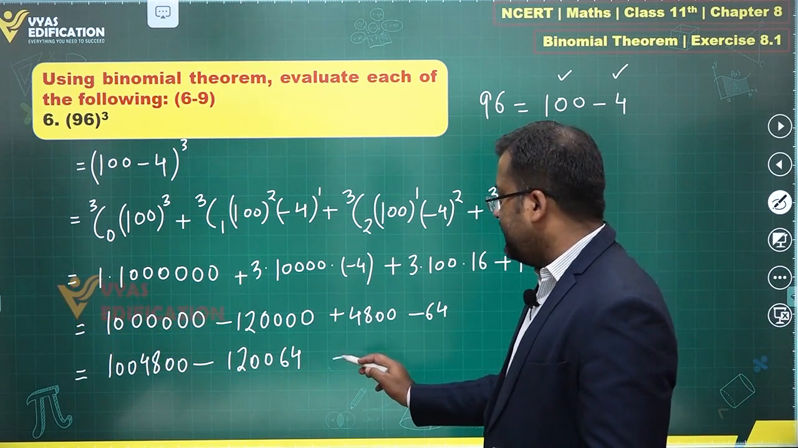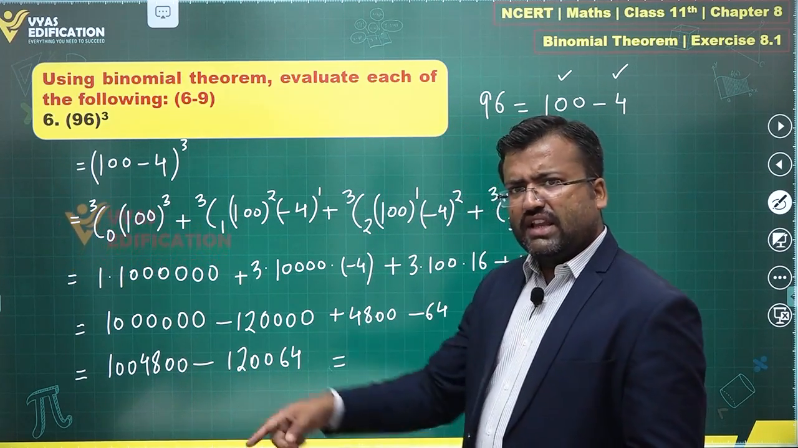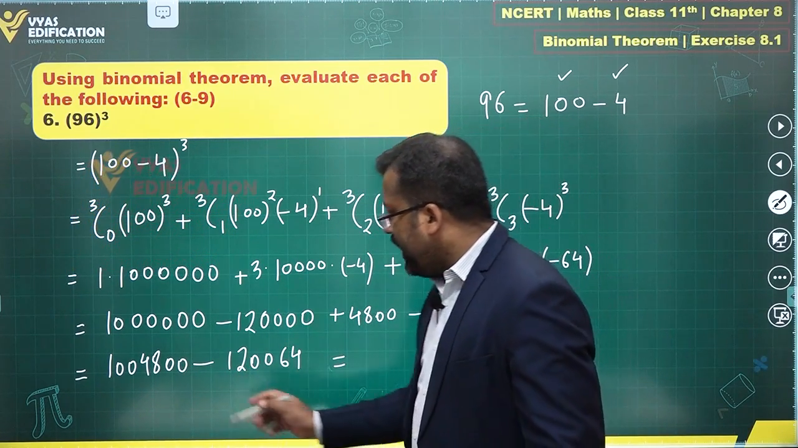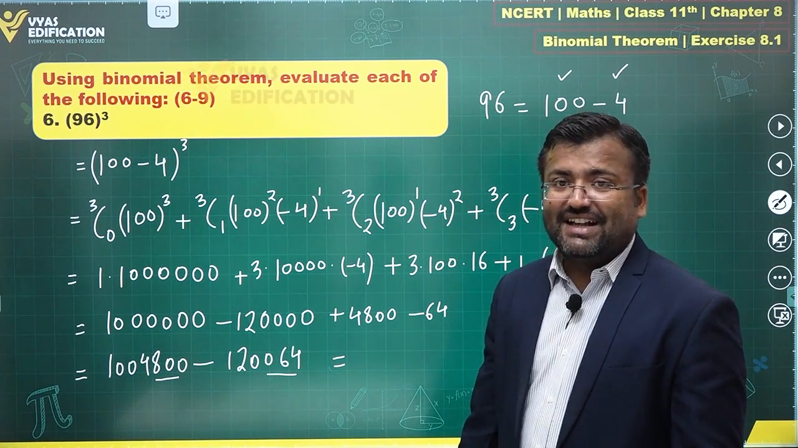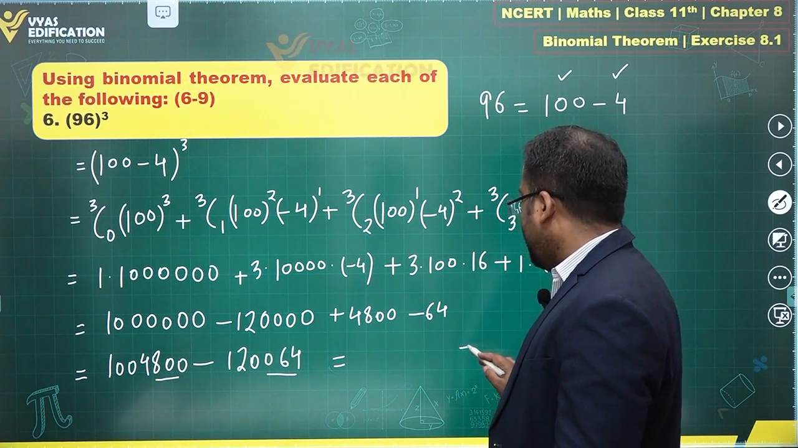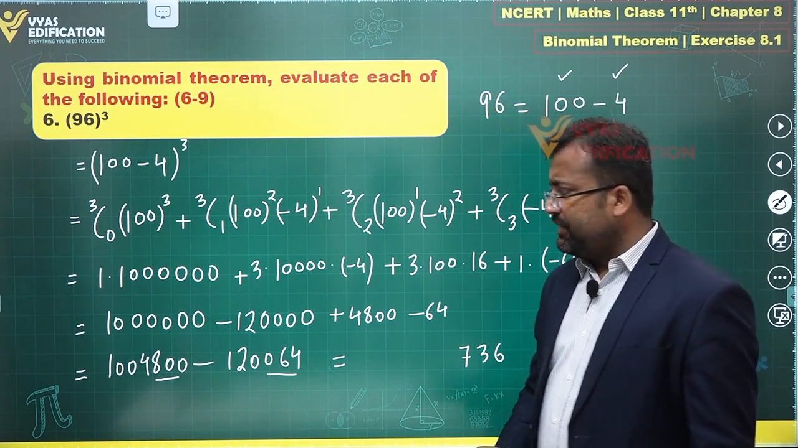We just have to subtract these two. Let's subtract 10 minus 4. You'll carry on a 1, and what you're actually doing is subtracting 064 from this 800, and what's that? In the end you have 736. Is that okay? Yes, that's pretty simple.